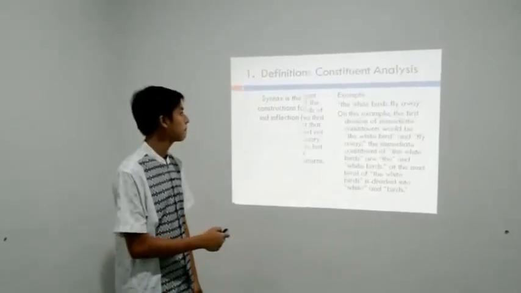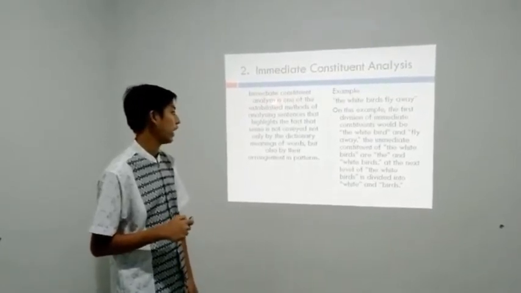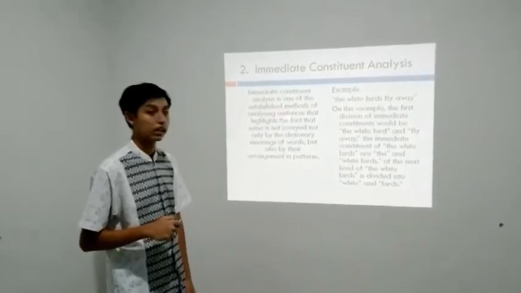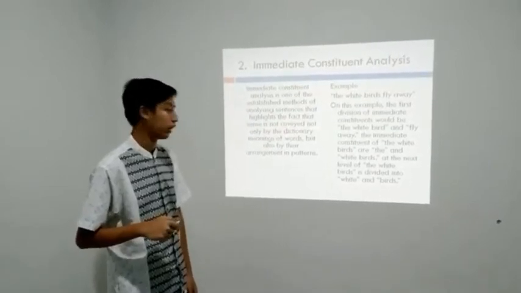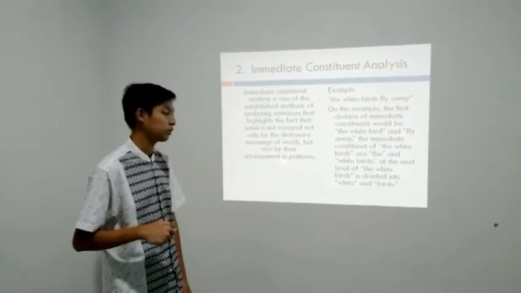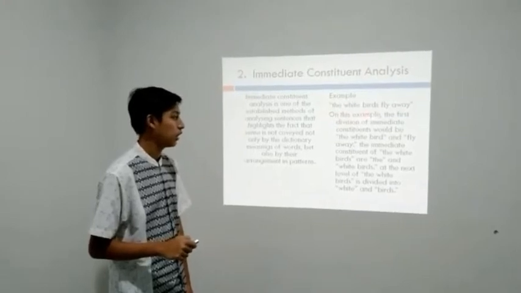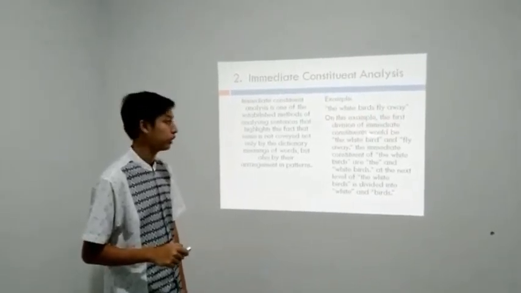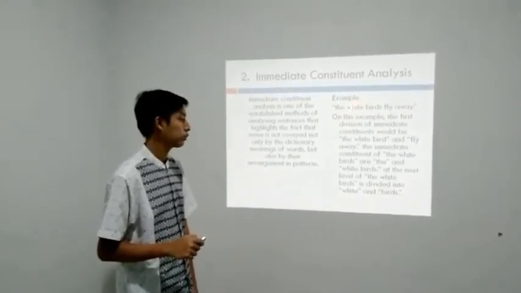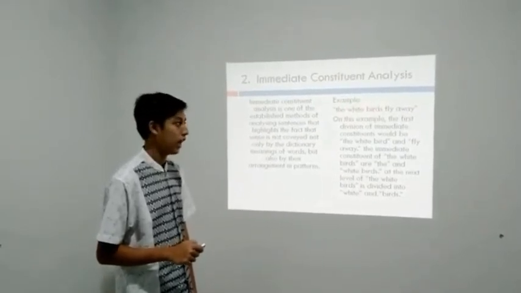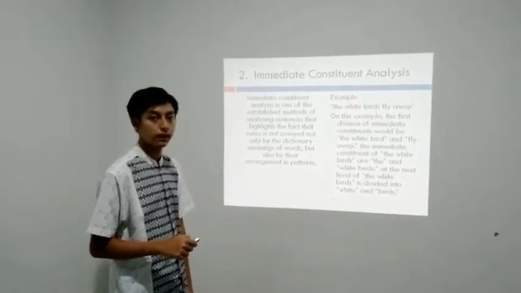The next topic is immediate constituent analysis. Immediate constituent analysis is one of the established methods of analyzing sentences that highlights the fact that sense is conveyed not only by the dictionary meaning of words, but also by their arrangement in patterns. For example, the white birds fly away. In this example, the first division of immediate constituents would be the white birds and fly away. The immediate constituents of the white birds are the and white birds. And the next level of white birds is white and birds.